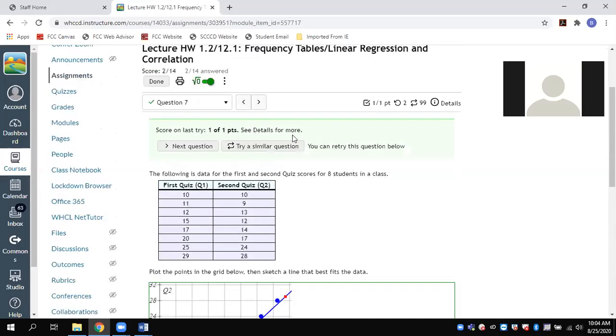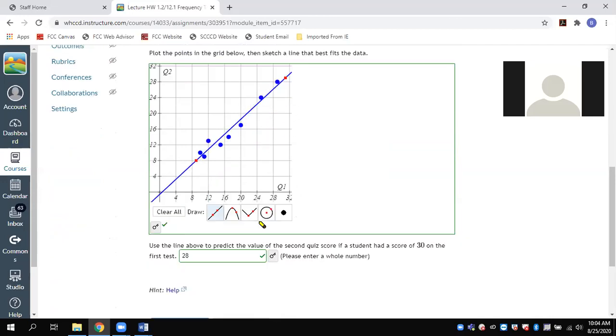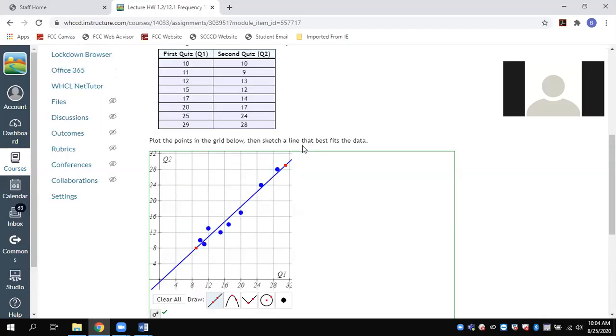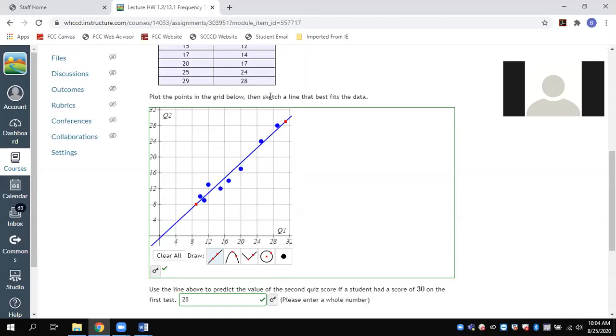You can try a new one, right? Just hit try similar, but of course it's a little bit tedious and long. I made my line using the line making tool, two red dots, and I just made it go through the middle of the data, which is what a best fit line is. That's what it means when it says sketch the line that best fits the data: the line that fits through the middle of the data. Other questions I can answer?